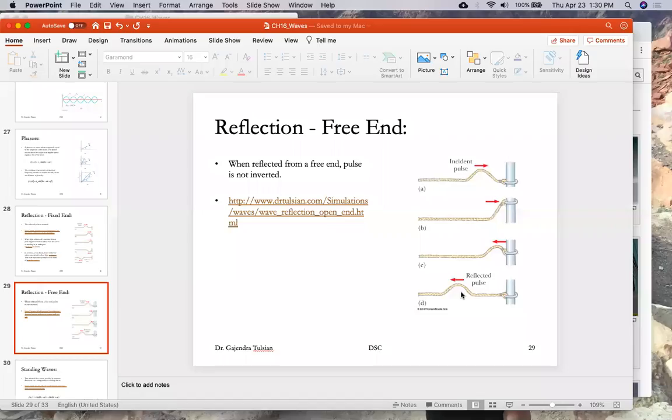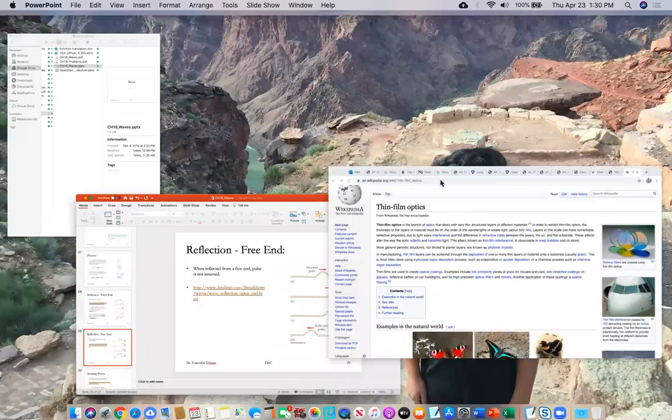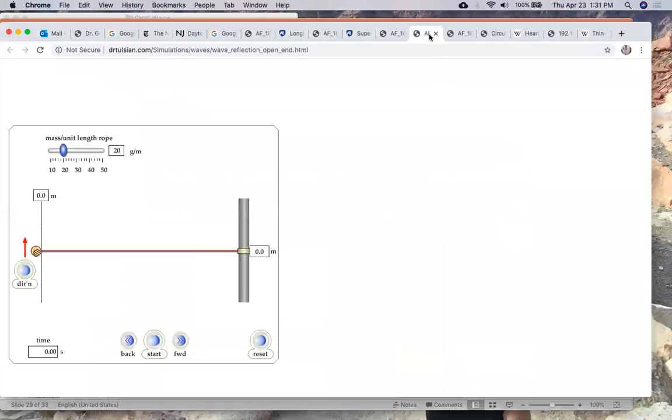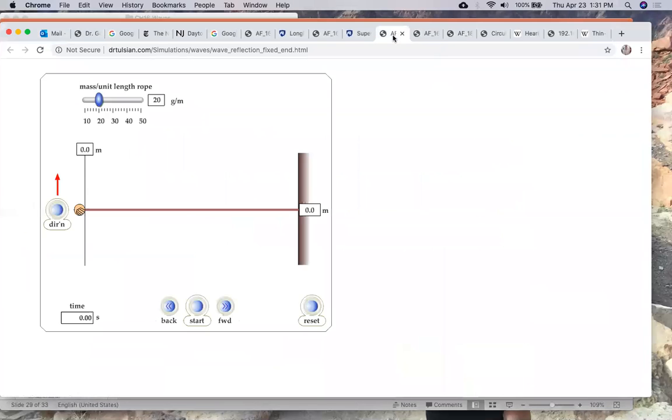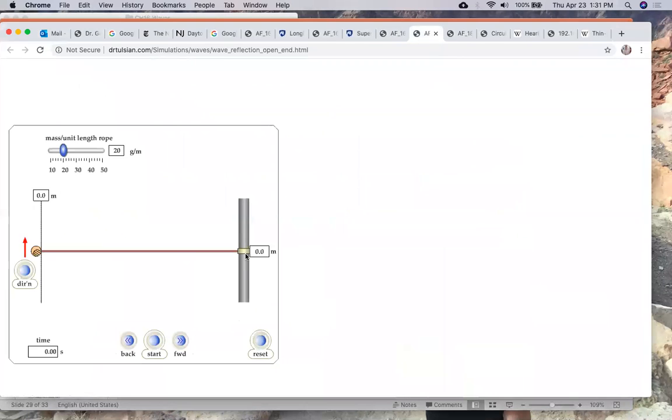Okay. So let me show this to you as a simulation. So here's a pulse. And this pulse, when it's reflecting off a fixed end, switches sign. And if the end were free, a positive pulse remains a positive pulse.